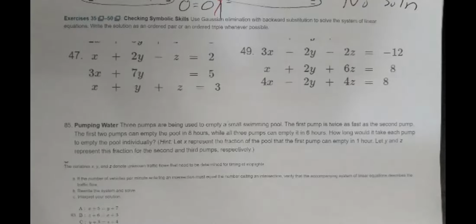I'll give you a hint on this one. If you're writing things as an ordered pair, you're probably doing things wrong in this section. There are 3 variables. There should be 3 numbers, right?